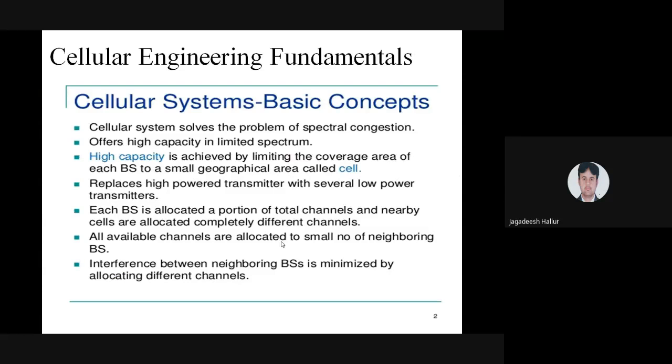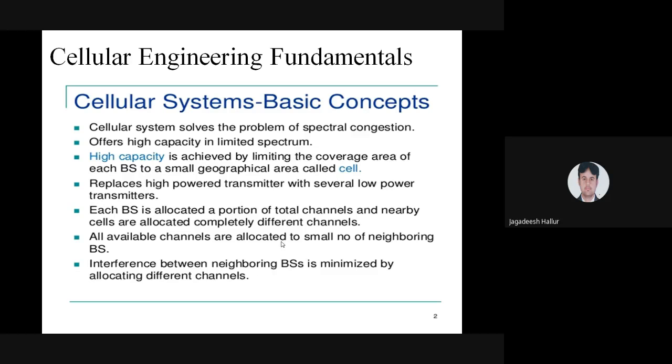Okay, this is the second point of this unit. The second point of unit number 1 is cellular engineering fundamentals. Before going for cellular engineering fundamentals, I will ask you a question. I have already told you what is the meaning of cell. What is the meaning of cell? Anyone remember? What is a cell?